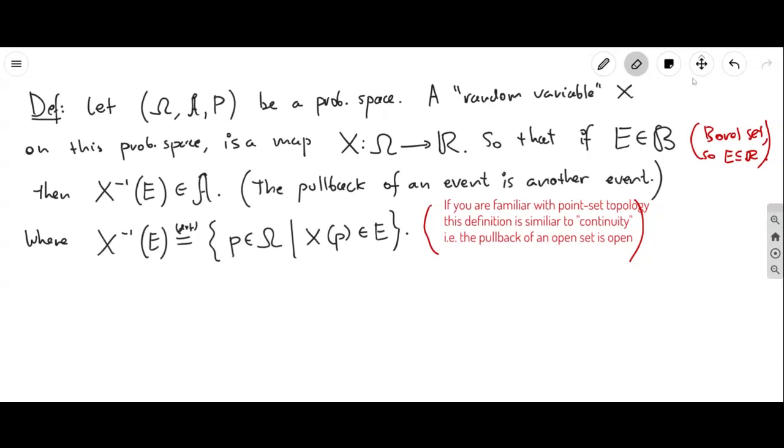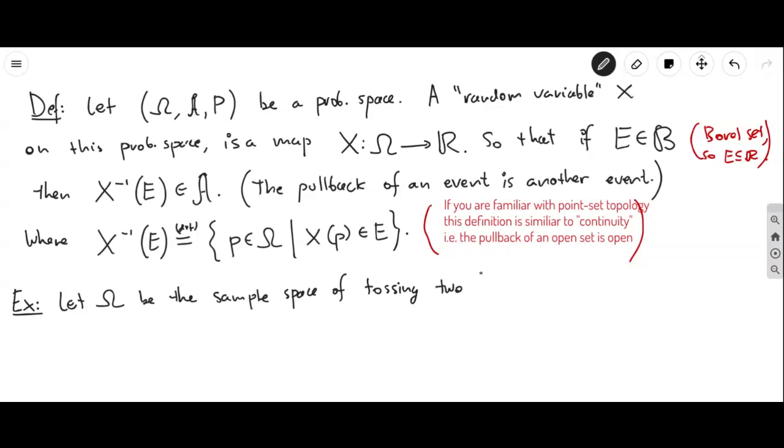Now, why does it have the name that it has? Well, here's an easy example. Let omega be the sample space of tossing two tetrahedral dice. Instead of cubical, let's use something smaller so we have fewer numbers to deal with.